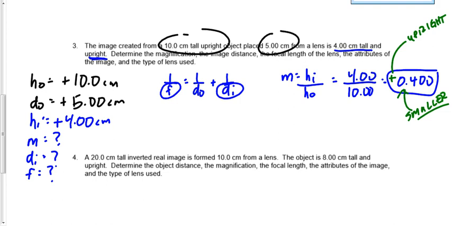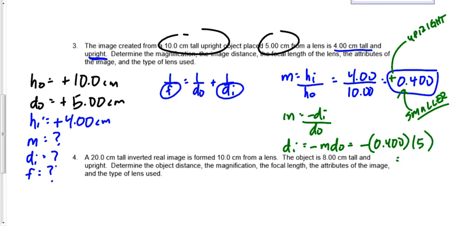Now let's find something else here. We could probably find DI now. Let's say M is equal to negative DI over DO, and solve for DI. It becomes negative M times DO. Negative 0.400. We're not saying the magnification is negative 0.4 there. We're just saying negative of positive 0.4 times my object distance, which is 5. That gives me, I believe it's 2. Is it? Yes. Negative 2.00 centimeters. Negative 2 centimeters is my image distance.